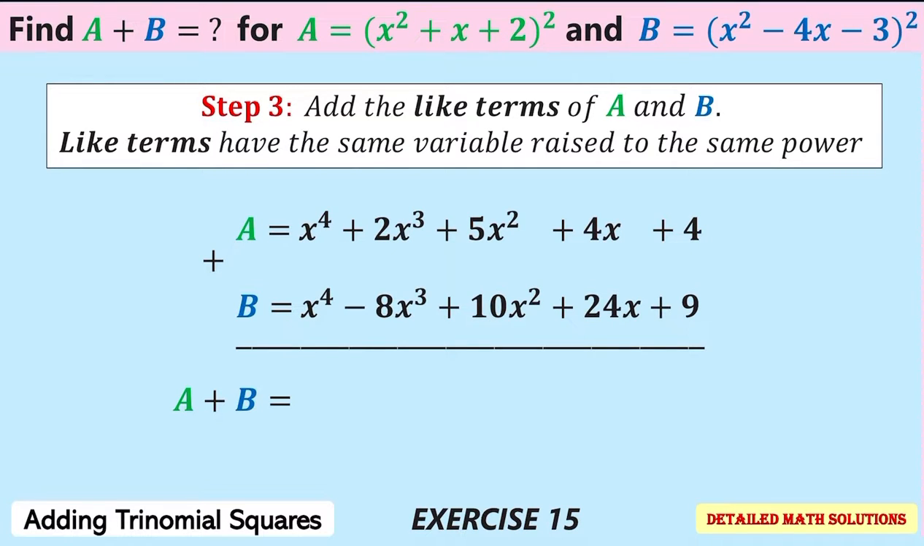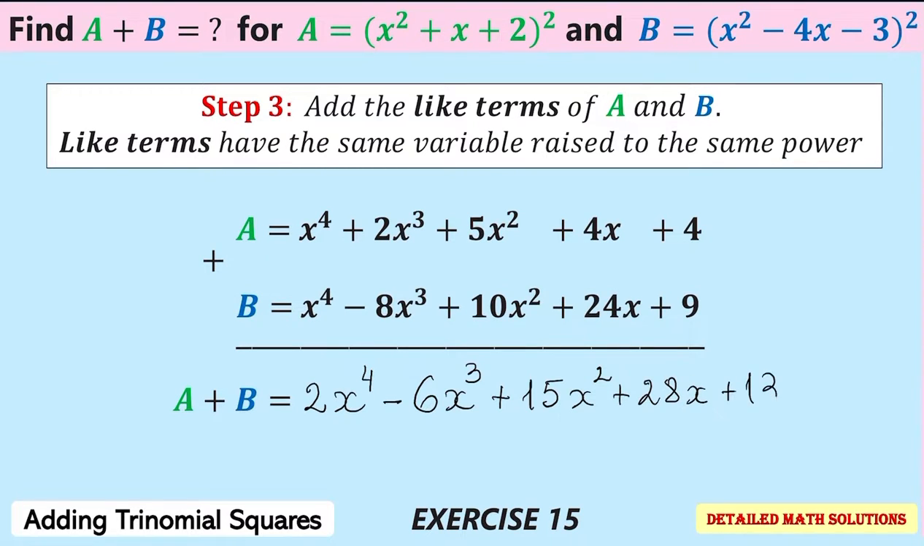And when I add like terms that have the same variable raised to the same power, I get A plus B equals 2 times x to the 4th power minus 6x cubed plus 15x squared plus 28x plus 13. This is the final answer for this exercise.